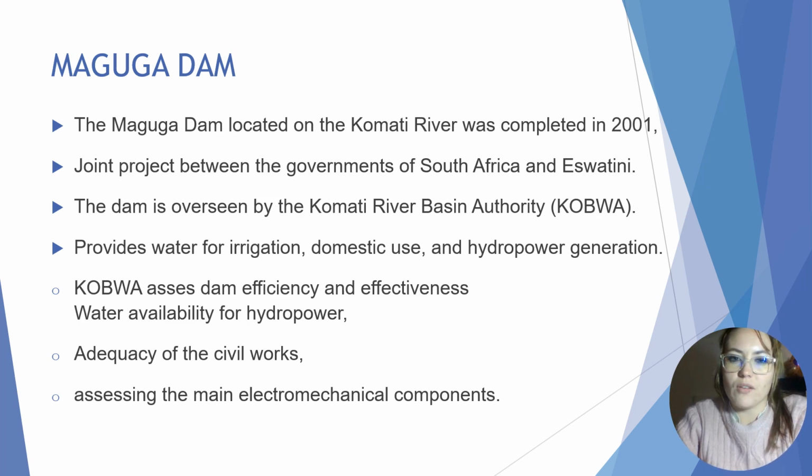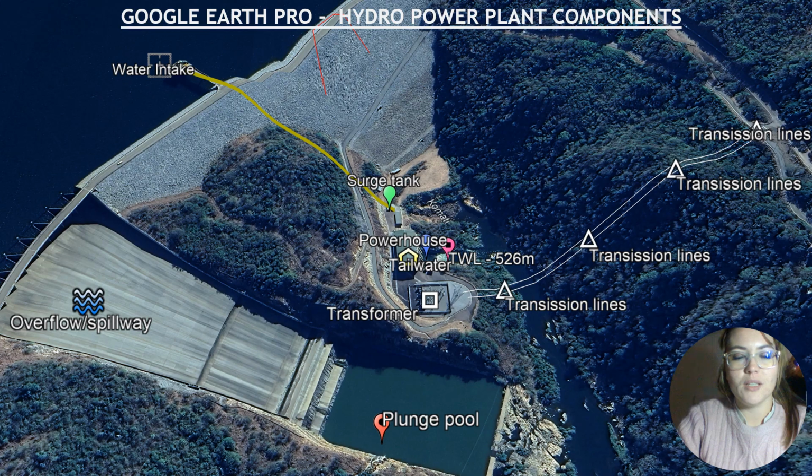Given the significance of regional water management and energy supply, the managing authority now seeks to review the dam's efficiency and effectiveness, particularly during dry periods, as they have experienced plenty of late. The review will focus on three main areas, which are affirming water availability for hydropower, evaluating the adequacy of the civil works, and assessing the main electromechanical components of the dam.